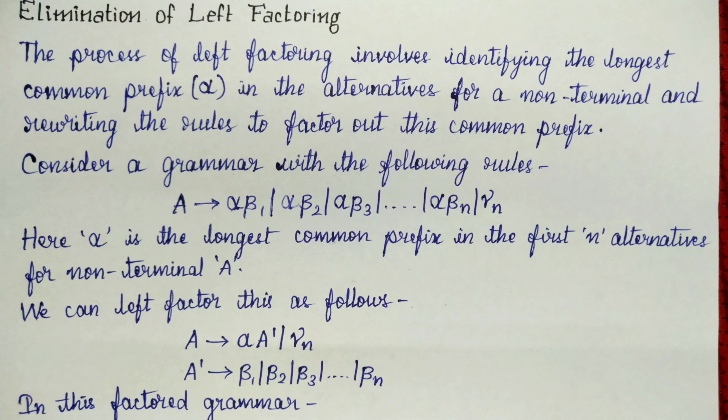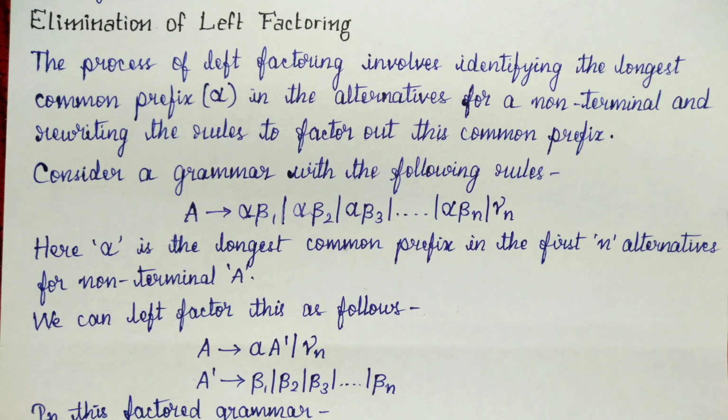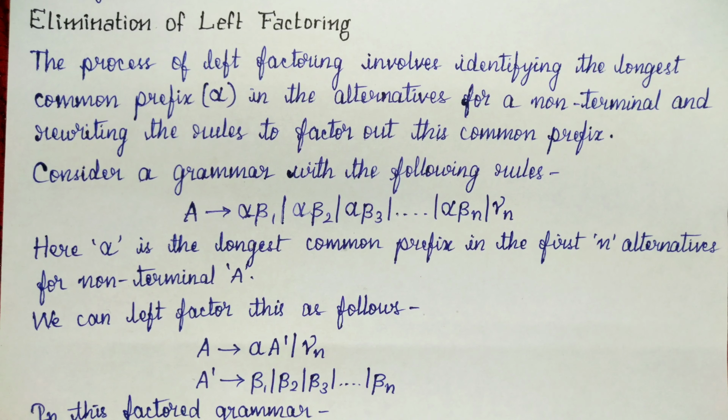So we can factor out the alpha from all the n productions by adding a new A production, A prime or A dash. So A implies alpha A prime or gamma n, and A prime implies beta 1 or beta 2, beta 3 and so on up to beta n. From this factored out grammar, A can now derive either a common prefix alpha followed by the new non-terminal A prime or the alternative gamma, and A prime encapsulates the different options that were originally prefixed by alpha. This defers the decision of which alternative to choose until more of the input has been processed.